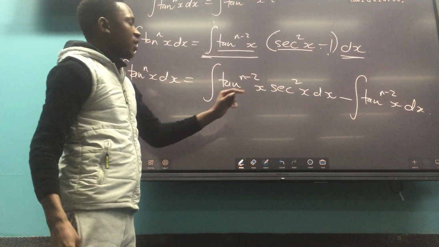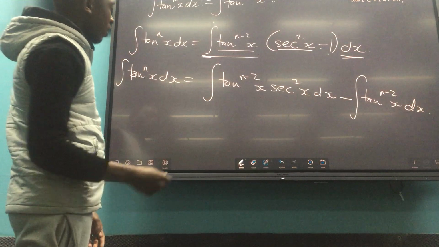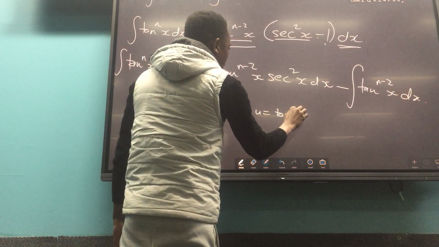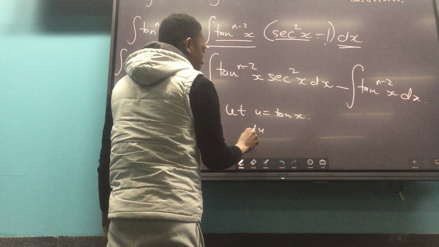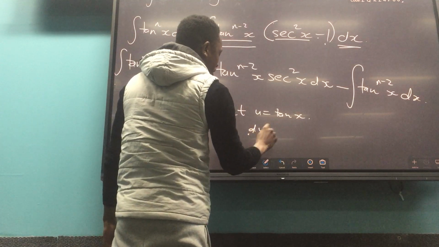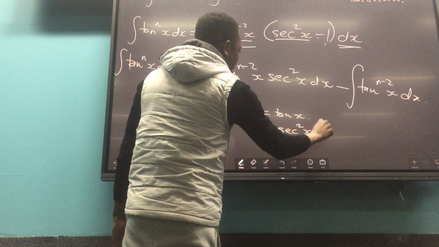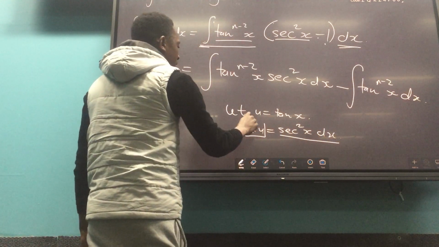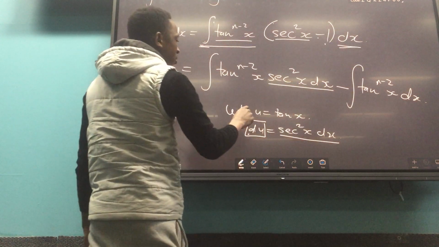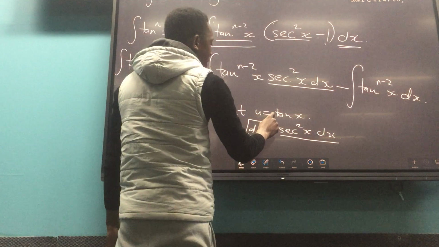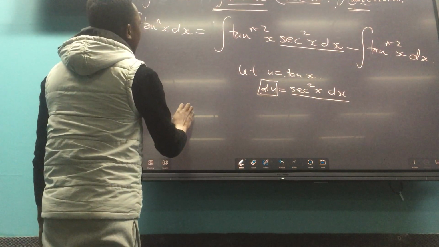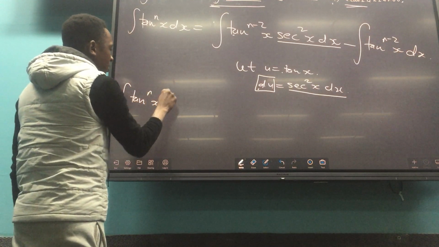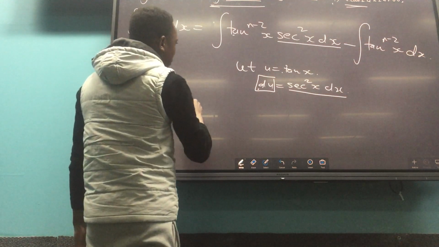So for this part here we can use U substitution. Let u equal tan x, so du will be equal to sec squared x dx. So where we have sec squared x dx, we put du. This part here we replace with du. Tan, we replace with u.